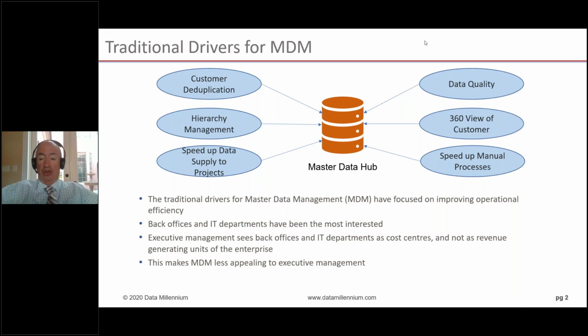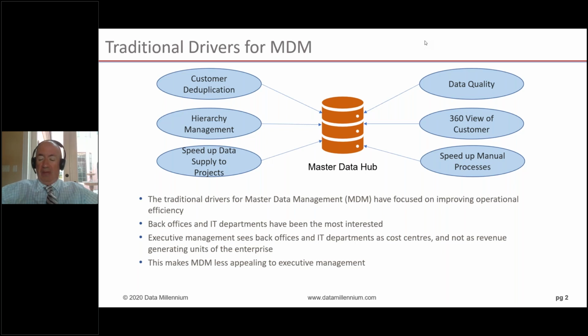Data quality has also been an enormous driver for MDM. Some data quality improvements can be made just looking at the data itself. Other aspects of data quality can be improved by the processes that we have in MDM. The 360-degree view of customer has also been an important driver, the need to know everything about a particular customer, although I will say that can also be achieved in data warehouse architectures. And then speeding up manual processes. Those manual processes connected with master data management need to be made more efficient, and that's also been a goal.